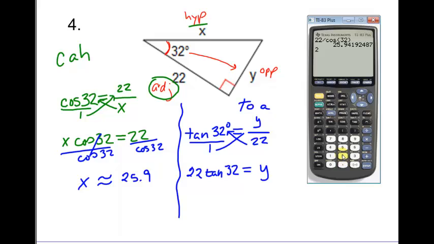Calculator, 22 times the tangent of 32. What do we get for that? 13.7. You notice y was by itself, no division necessary. 13.7 is about the y value. All right, see, we can solve the whole thing.